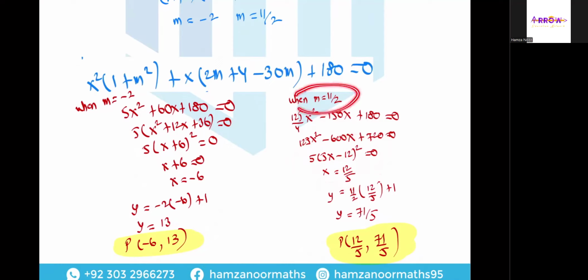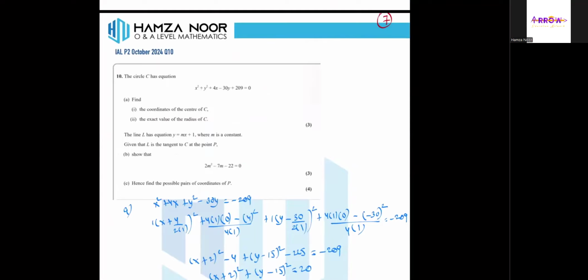And when m is 11 over 2, x is equal to 12 over 5. So we are going to substitute this into the linear equation. So the y coordinate is 71 over 5. So the other possible pair of point P is 12 over 5 comma 71 over 5. In this way we have found the two possible pairs of point P. One is minus 6 comma 13 and the other one is 12 over 5 comma 71 over 5. So this was October 2024 question number 10.